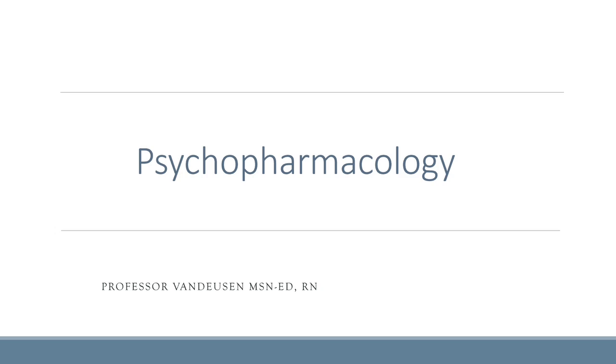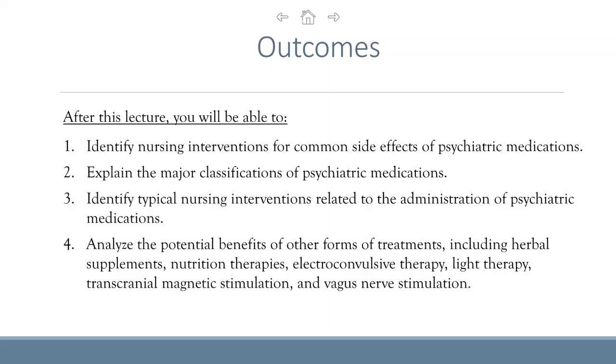Today we're going to go over a brief overview of psychopharmacology. Our objectives for today are to be able to identify nursing interventions for common side effects of psychiatric medications, explain the major classifications for psychiatric medications, identify typical nursing interventions related to the administration of medications, and analyze the potential benefits of other forms of treatments, including herbal supplements, nutritional therapies, electroconvulsive therapy, light therapy, transcranial magnetic stimulation, and vagus nerve stimulation.